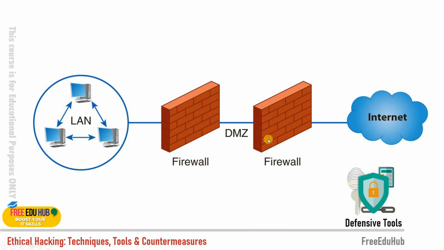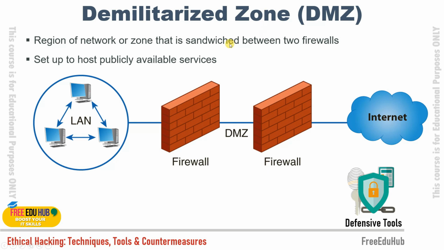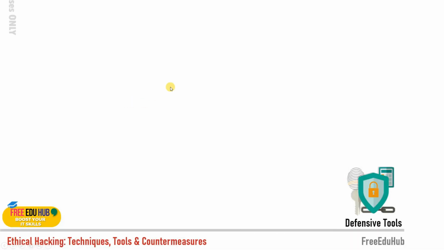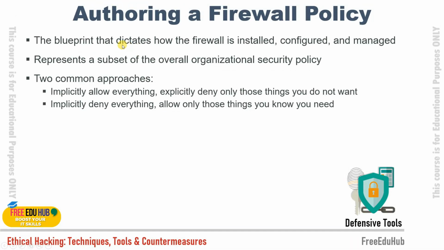Then the demilitarized zone is a region of the network, a zone that is sandwiched between two networks. So if traffic is coming from the internet, as I told you, and you have a mail server which would be authenticated on an active directory in the LAN, you'll put the mail server in between, and then there will be another firewall which would be protecting your active directory on premises.